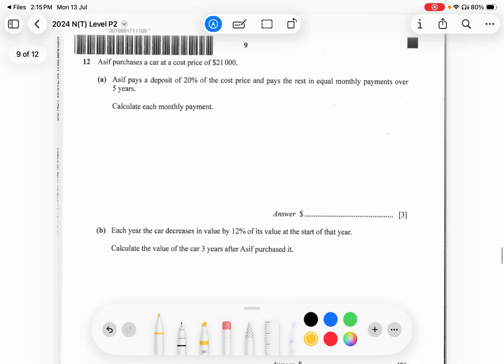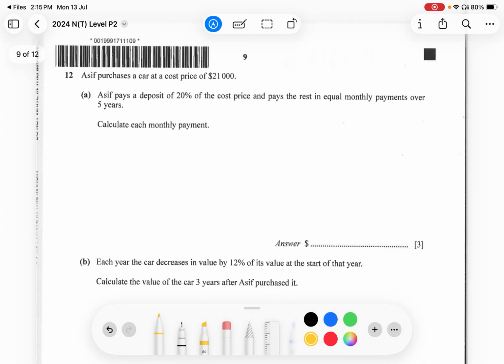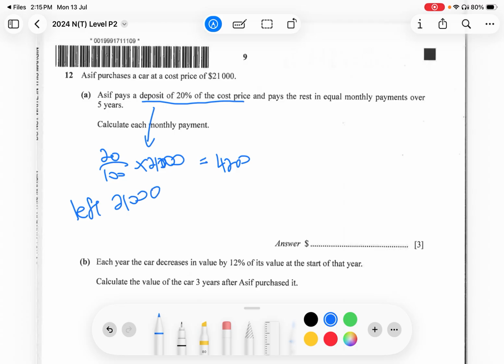Okay, last: he purchased a car at the cost price of $21,000. He paid a deposit of 20% of the cost price. Calculate this one first. He paid 20% of this, which is 4200. So he has left 21,000 minus 4200, which is $16,800. This is the amount he hasn't paid yet, left to pay.